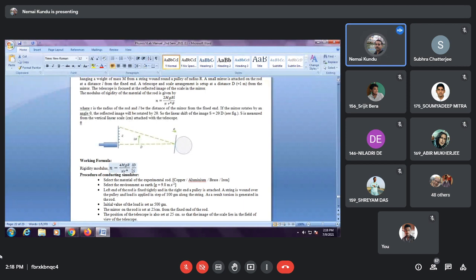Then the formula is modified, and we get 4 M g R L D by pi r to the power 4 S. Here basically the capital R, that is the radius of the pulley, is constant, or say fixed. Small l, the distance of the mirror from the fixed end, is also fixed at 25 centimeter. Capital D, the distance of the mirror to the scale, is also fixed, that is 1 meter. And small r, the radius of the experimental rod, is also constant. Now we just apply the load at this hanger, and the linear shift that changes, we measure from the scale reading. It's a very easy experiment.